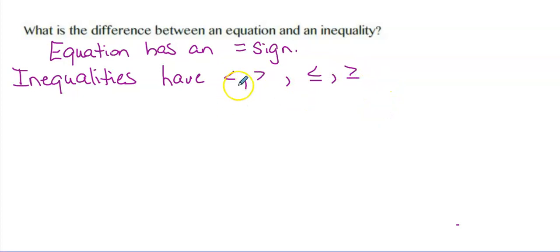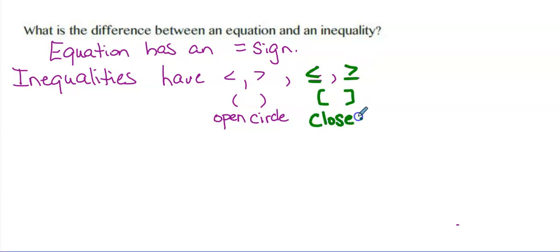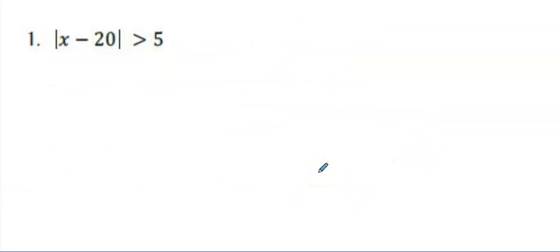Now, let's review just really quickly. The less than and the greater than, they are parentheses. They're also open circles. I'm going to make this a different color. I'll make this green. Less than or equal to, greater than or equal to, these are brackets, and they are closed circles. Okay, moving on down, we're going to do some examples.